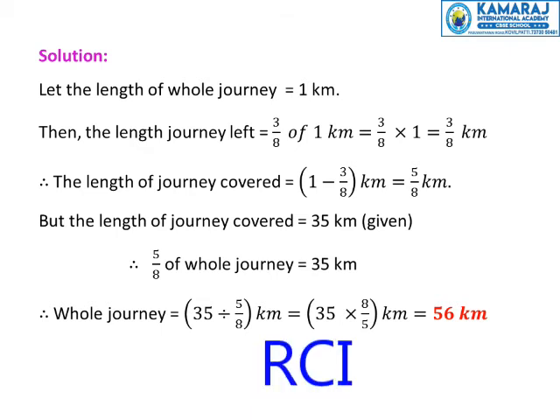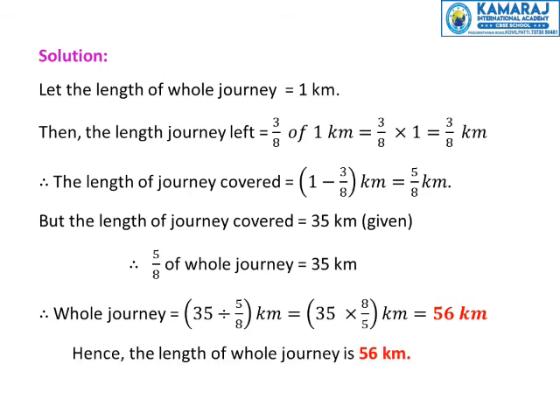We can use the KCF rule. So first we write 35 again, and then the division symbol is changed into a multiplication symbol. Next, the inverse of 5 by 8 is 8 by 5. So 35 into 8 by 5 kilometer. We can simplify these terms. We can get 56 kilometer. So the length of the whole journey is equal to 56 kilometer.